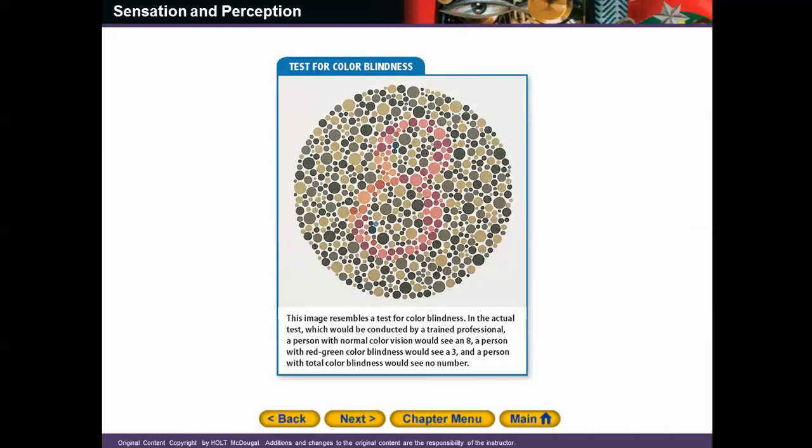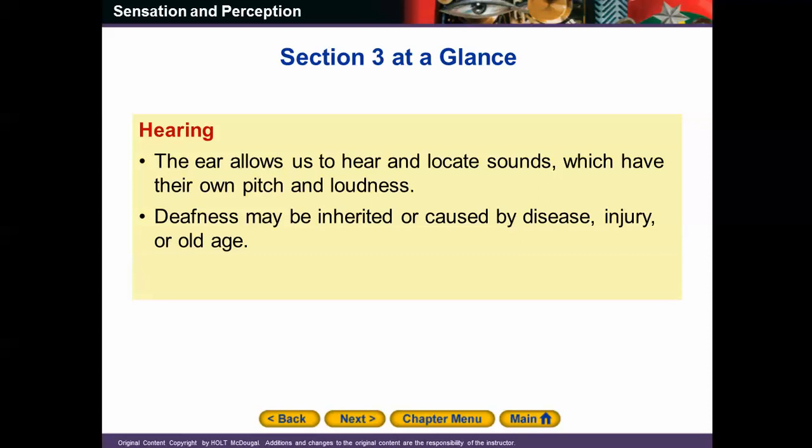This is a test for color blindness, and in the actual test, which would be conducted by a doctor, a person with normal colored vision would see an 8, and I think probably all of y'all see it because nobody's told me that they're colorblind. But a person with red-green color blindness would only see a 3, and a person with total color blindness would see no number.